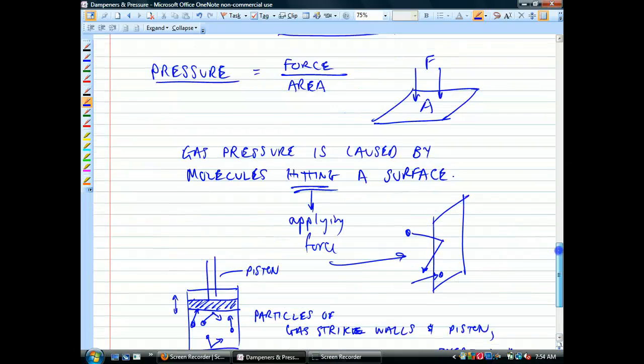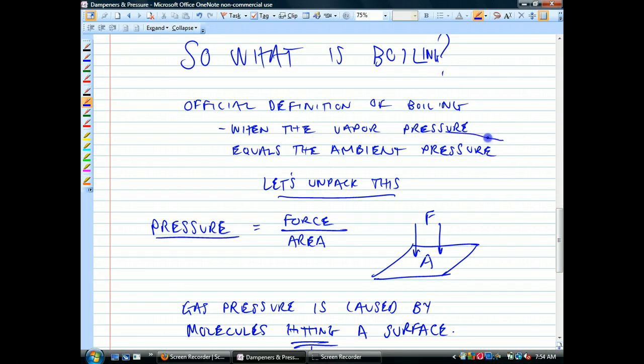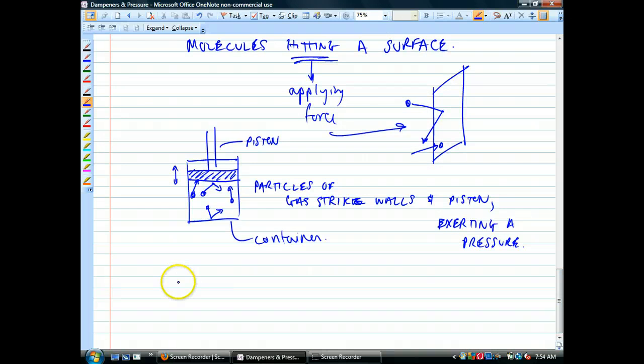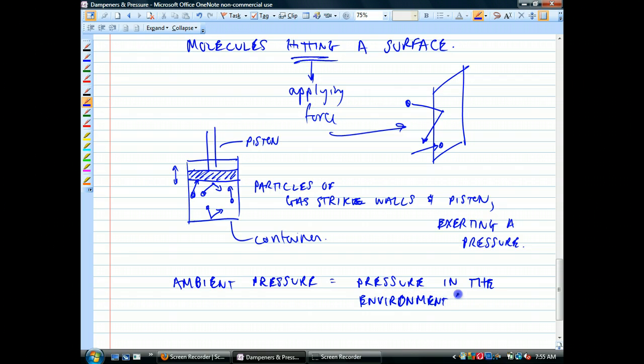All right, now what do we mean when we say, let's do this one first, and vapor pressure you'll see tonight in the video. Let's talk about ambient pressure. Ambient pressure is just the pressure in the environment. We would say, like in this picture I just drew, it would be the pressure outside the piston.